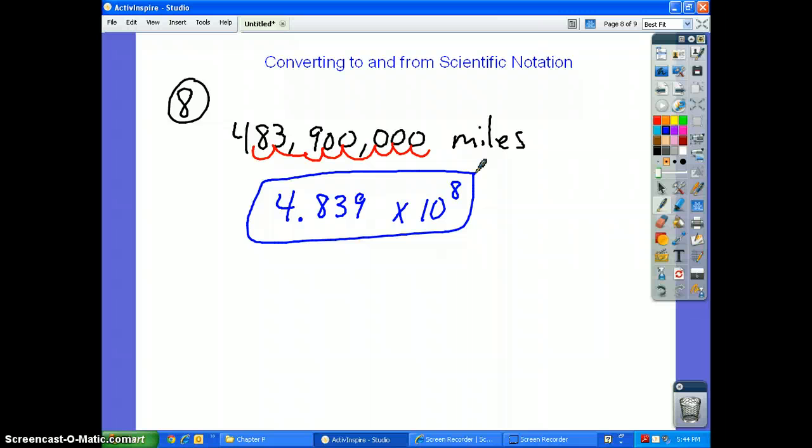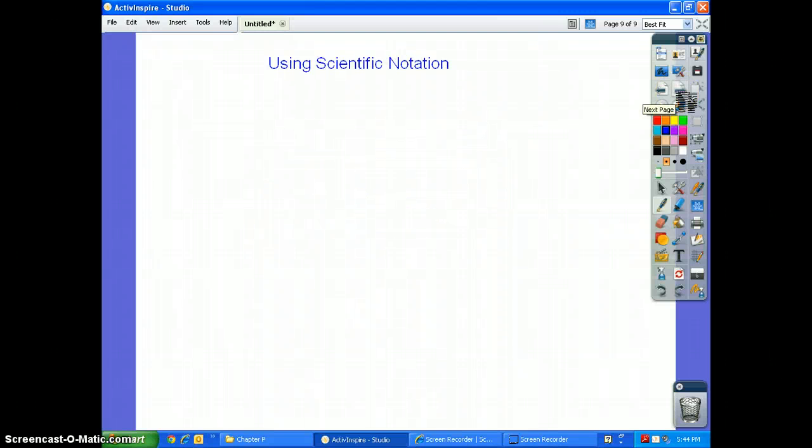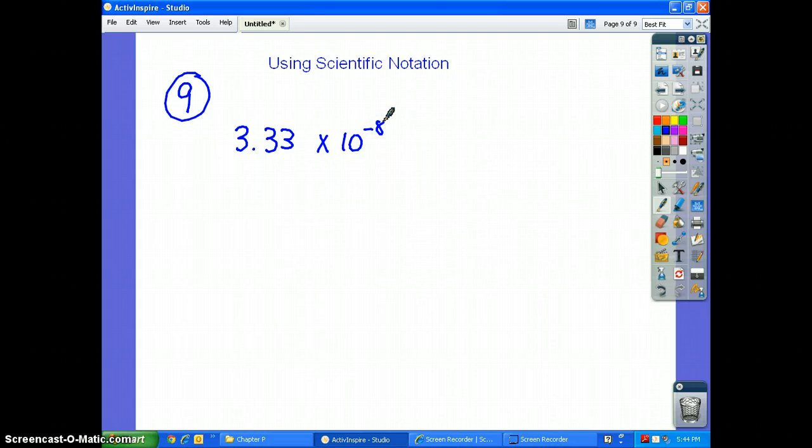Example number 9 happens to be problem number 59 in your book. You're going to write the number in decimal form. In problem number 59, you're given the number 3.33 times 10 to the negative 8 power. So your goal, again, is to write this in decimal form.